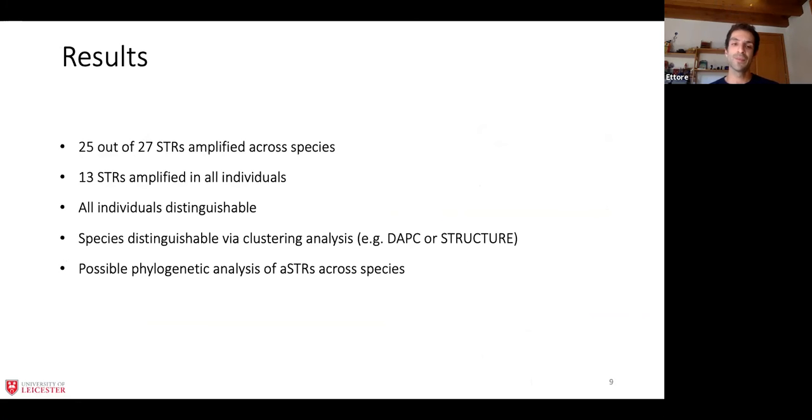So the results that we have obtained so far are really promising. First of all, the kit worked, and indeed 25 out of the 27 STRs contained in the kit amplified, meaning they worked correctly across species, 13 of which worked in all individuals and were good enough to allow me to distinguish different individuals. So the important finding here is that not only did the kit work, but it also allowed us to distinguish different individuals.